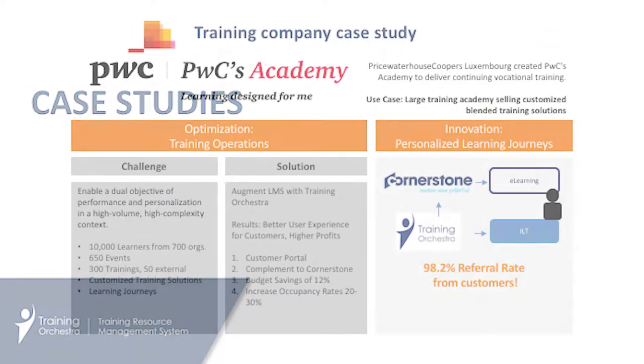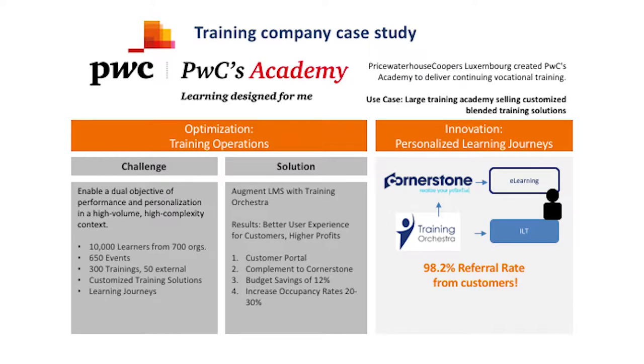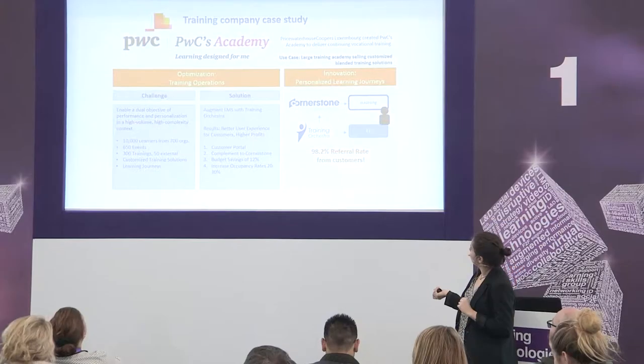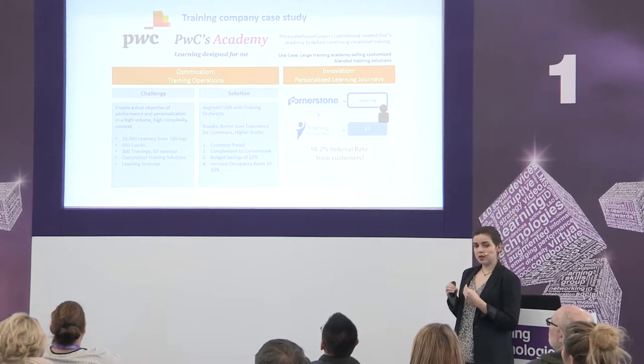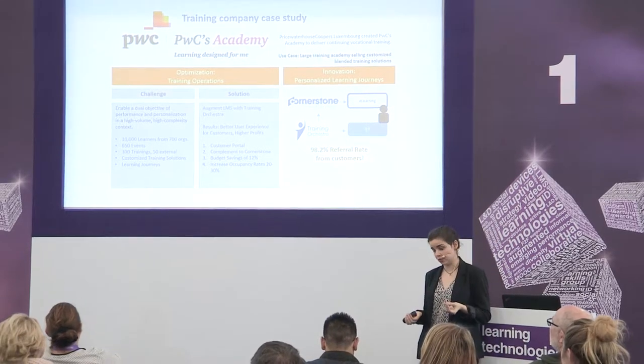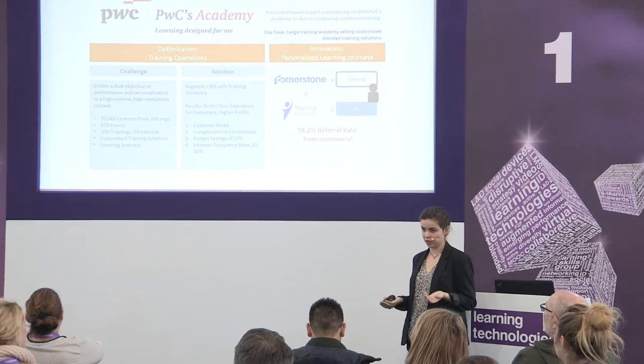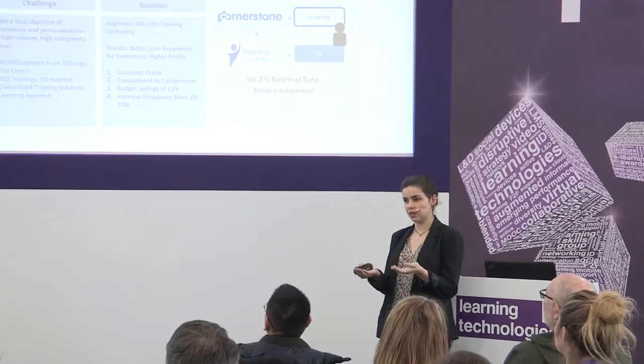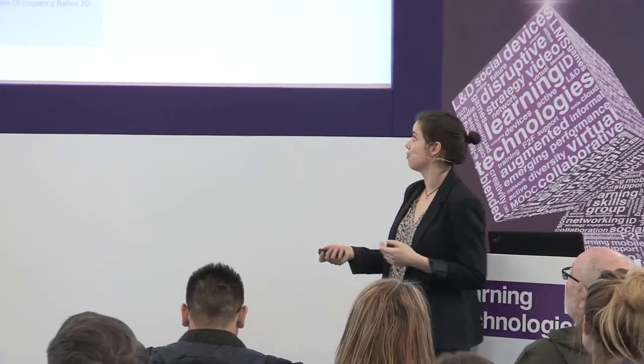And now let's move on to two case studies from our clients. So the first one is a training company. It's an internal training academy by PwC. And they created this training academy because they wanted to offer continuous training. And of course, because they're operating training as a business, the concept of optimization for them is important because they know that it drives profitability. So it already makes them a good candidate to understand this concept of optimization.